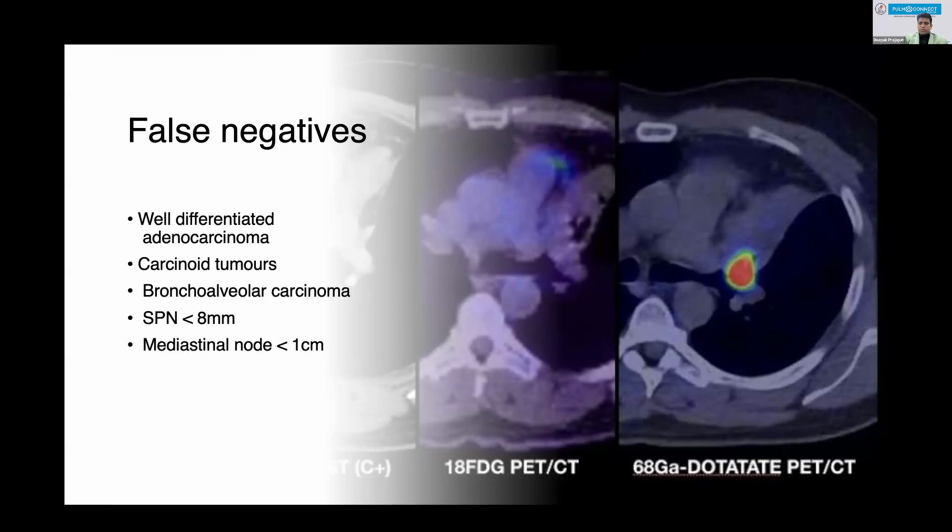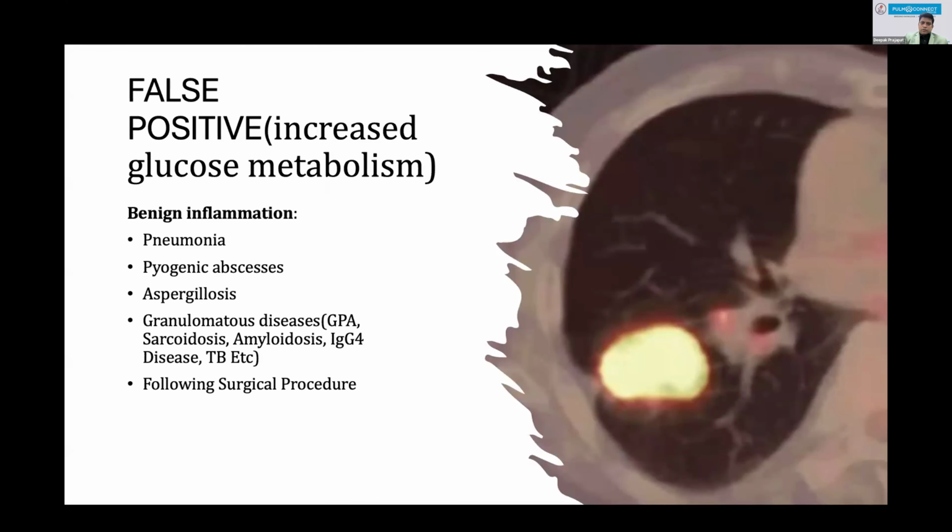So for the carcinoid tumors, we have DOTATATE PET-CT, which is a specialized PET-CT scan, to diagnose the carcinoid tumors. Just like that, we have false positive cases also with increased glucose metabolism, like in the various benign inflammations, pneumonias, pyogenic abscesses, aspergillosis, and more importantly, the granulomatous diseases like GPA, sarcoidosis, amyloidosis, IgG4 diseases, and tuberculosis, etc. And also, following any surgical procedure, if we do the PET-CT, it shows false positive uptake.